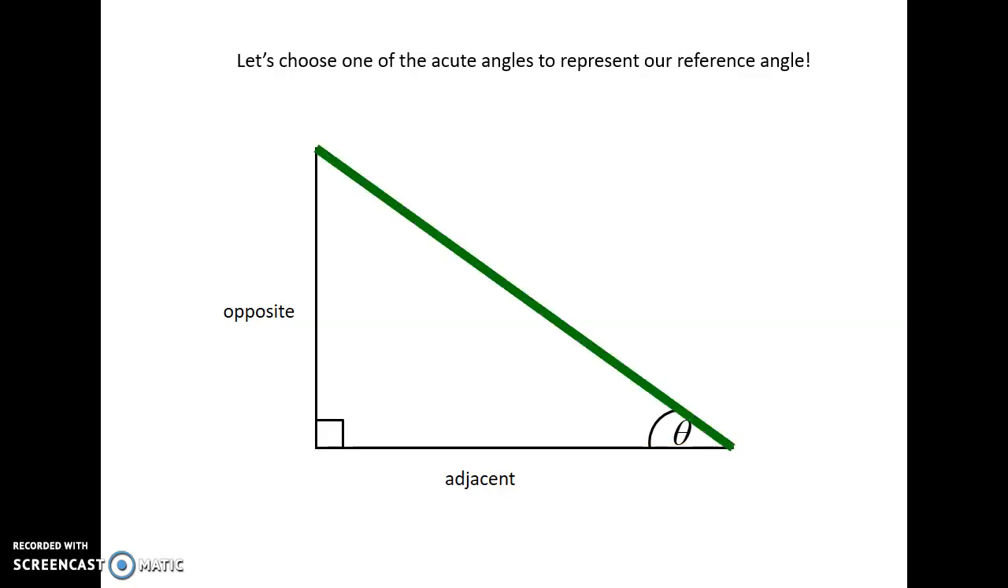And lastly, we have the green line, and this is across from our right angle, which is in the bottom left-hand corner there, signified by the little box. And that is always going to be your hypotenuse.